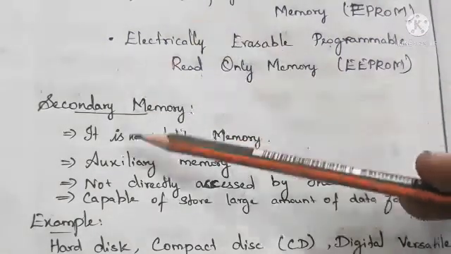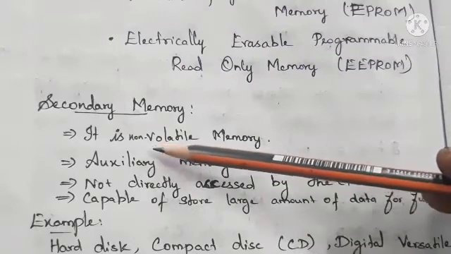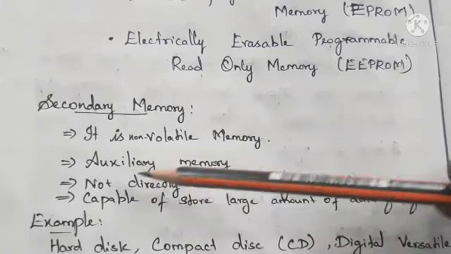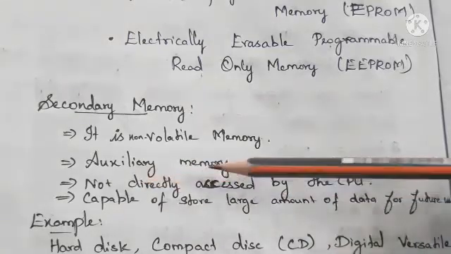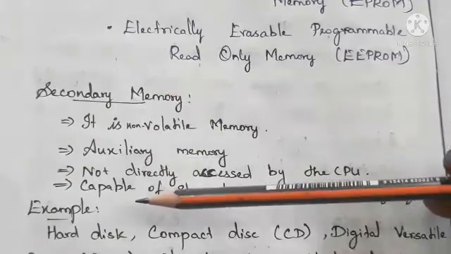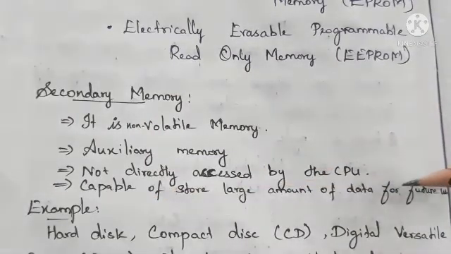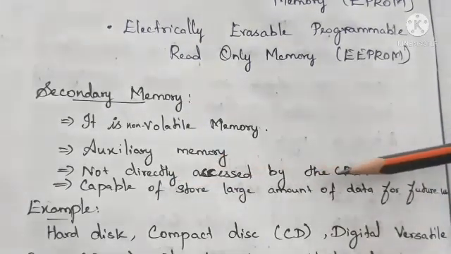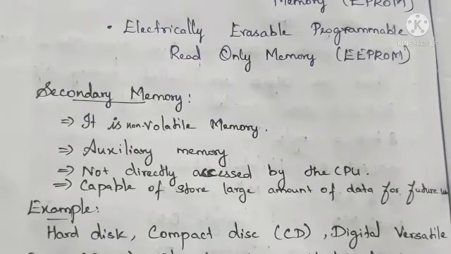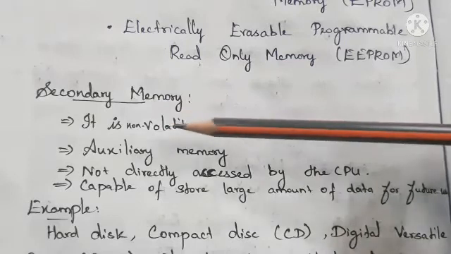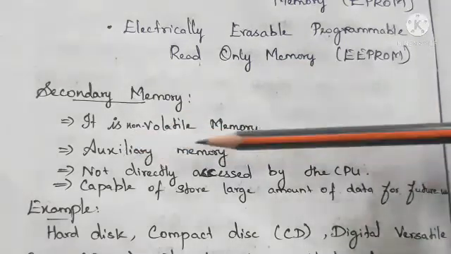The read only memory and the secondary memory are called non-volatile memory, and the secondary memory is also called auxiliary memory. So what is the use of the secondary memory? It is able to store a large amount of data for future use. The secondary memory has the capability to store a large amount of data for future use. See once again, the secondary memory is also called non-volatile memory or auxiliary memory.